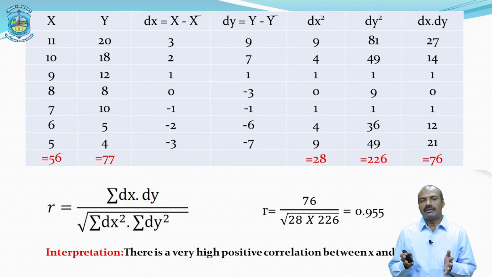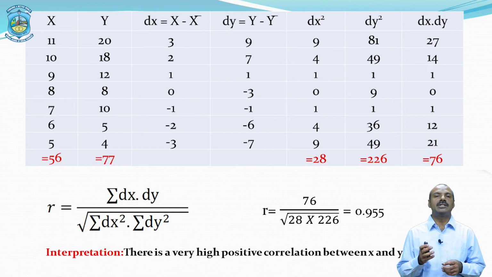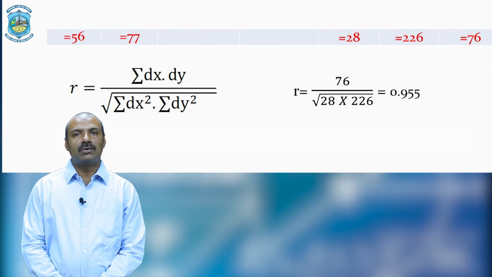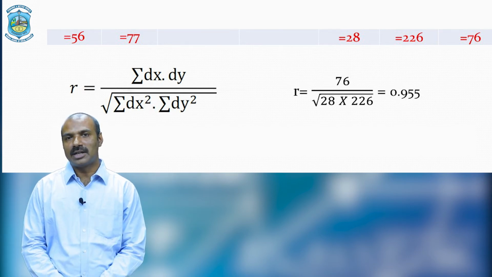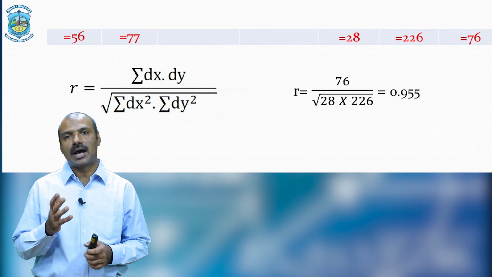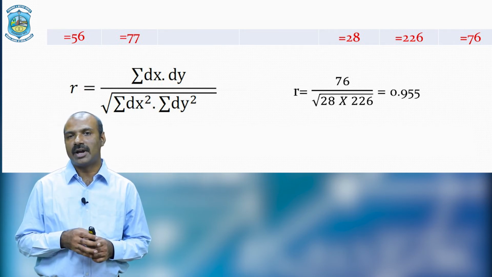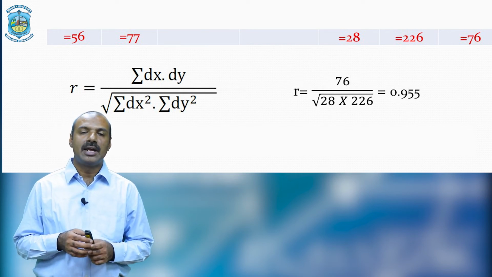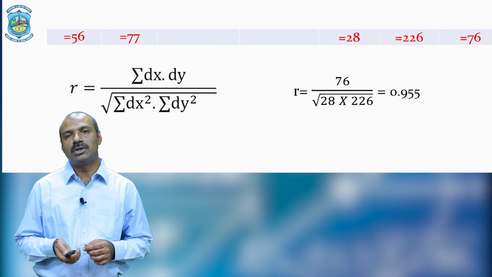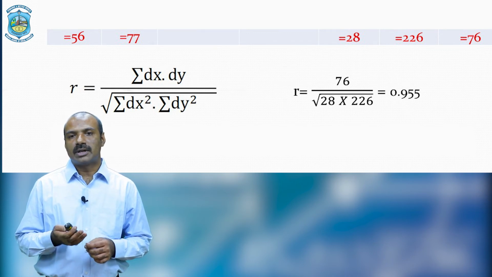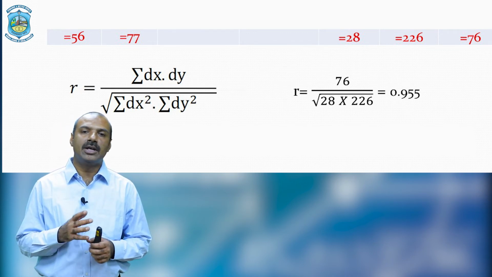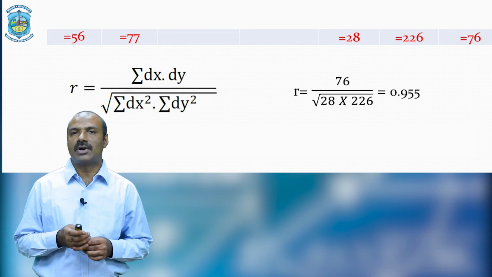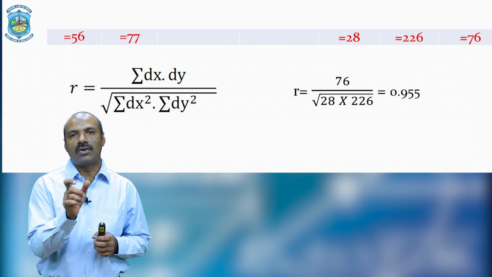After having all this information with us, now we can substitute these values in our formula. As we know, the formula for calculating Karl Pearson's coefficient of correlation by the direct method, that is r, is equal to summation dx dy divided by the square root of summation dx square into summation dy square. Since we have all the values, we substitute them in the formula. So it comes out as 76 divided by the square root of 28 into 226, which comes out to be 0.955. Now this is the value of r.